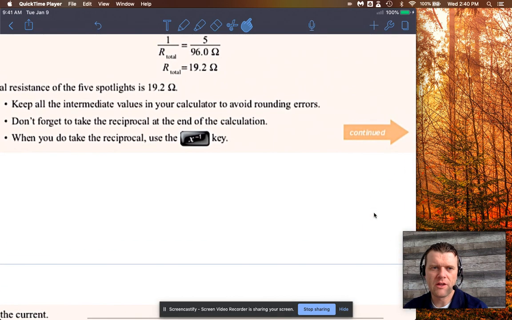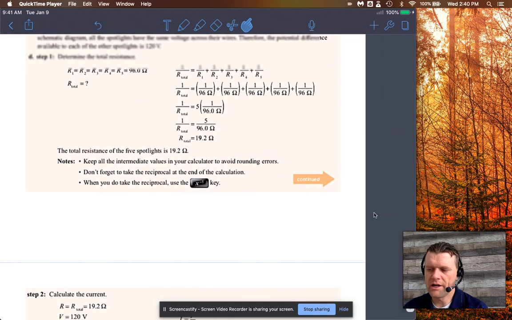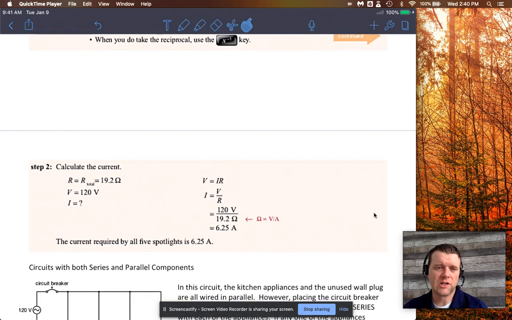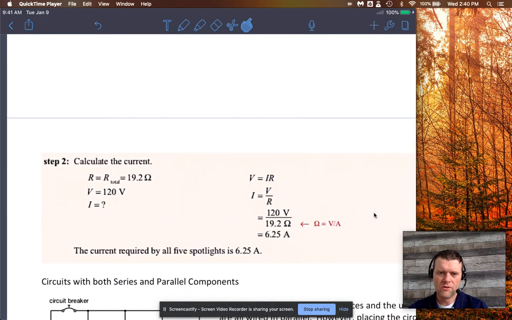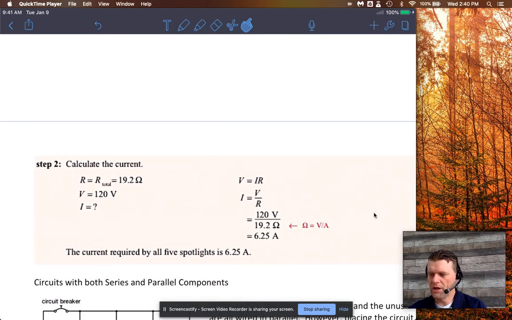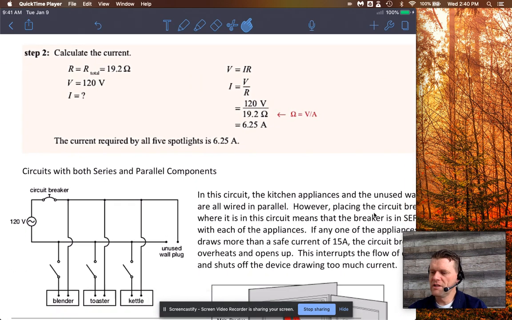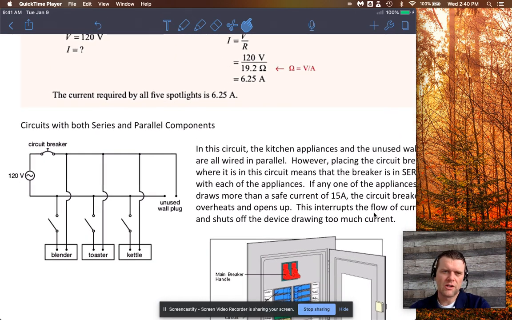Sorry, that was that little tip there. If you want to use reciprocal, you can use the x to the -1 key. That could then set you up to find the current, because if you found the resistance total, which is 19.2, then you can find the current. Okay. So last thing I'll end on here is often you get circuits that have both series and parallel components.